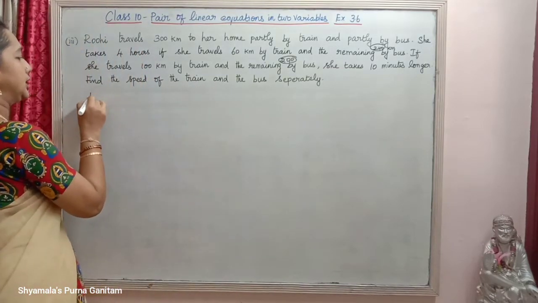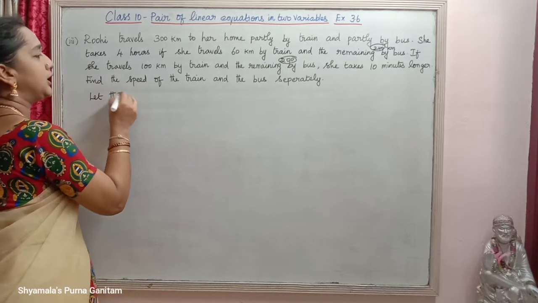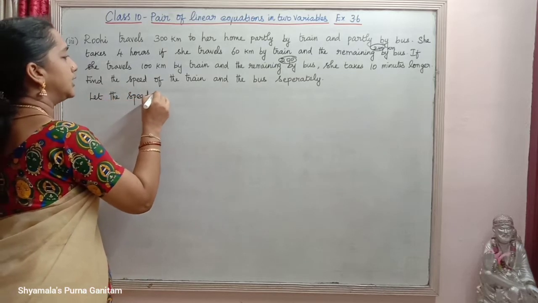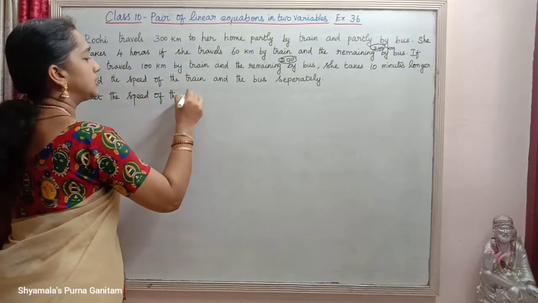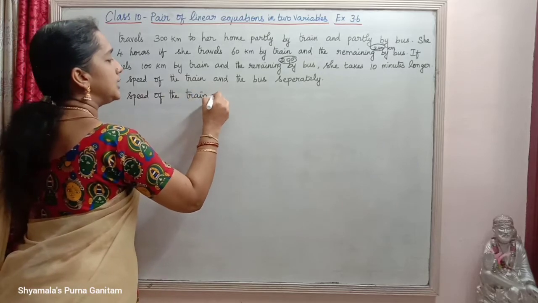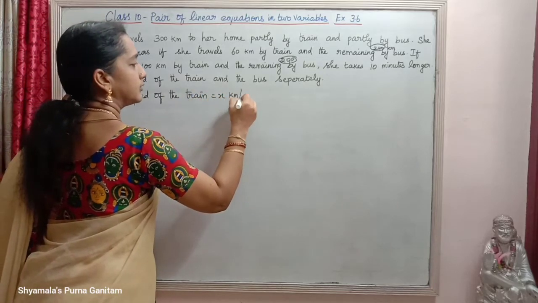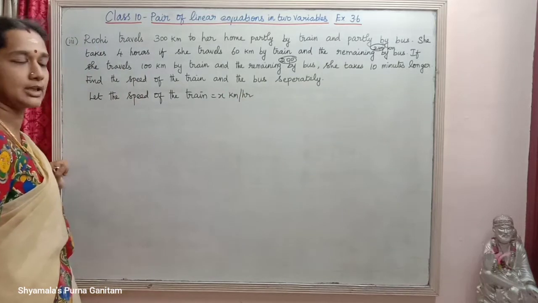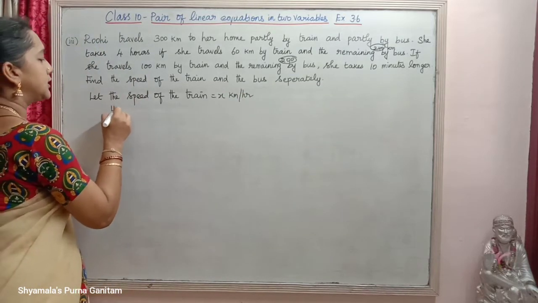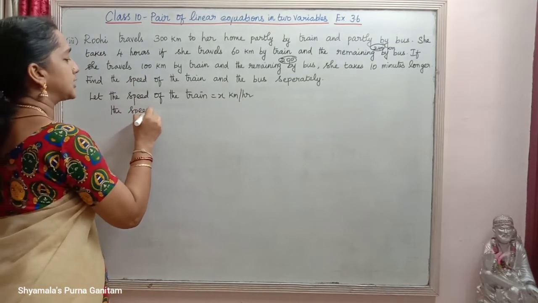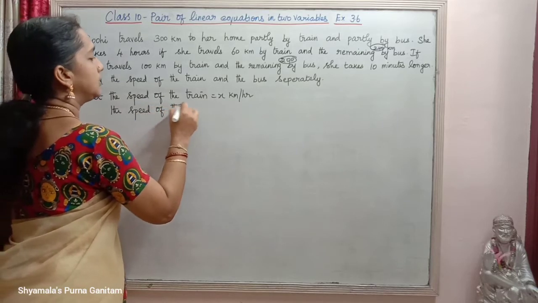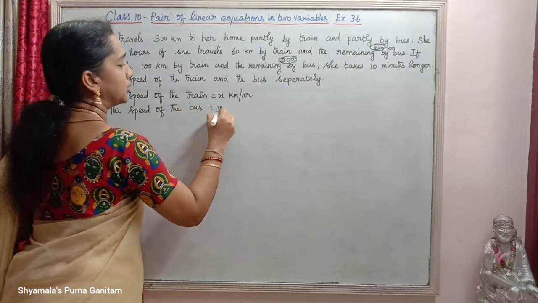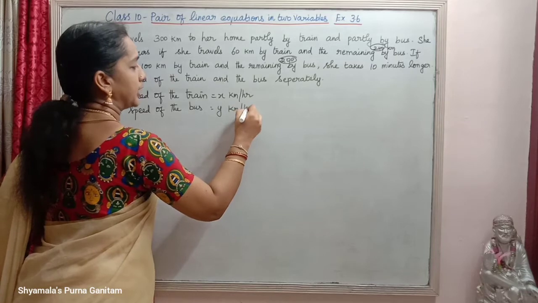Okay, so now we will take, let the speed of the train be x kilometer per hour, and the speed of the bus is equal to y kilometer per hour.